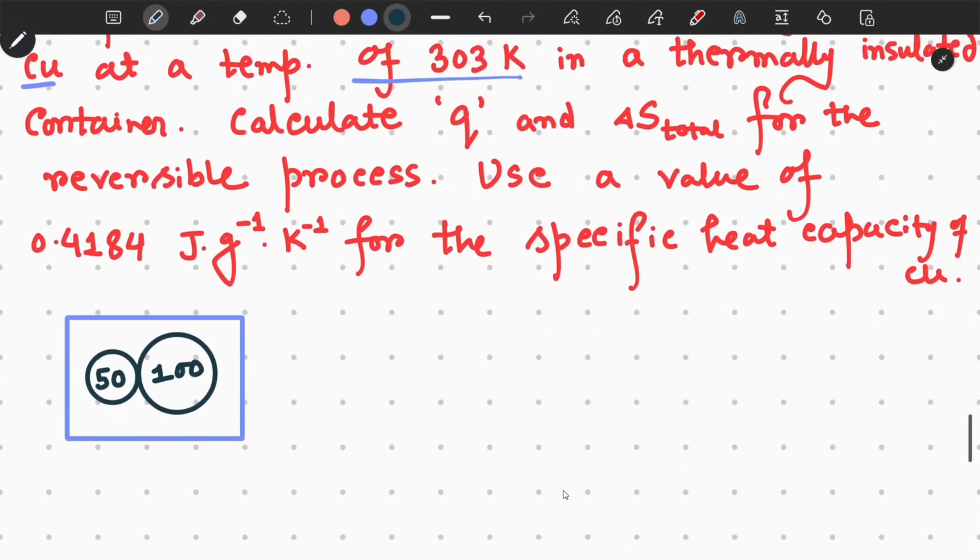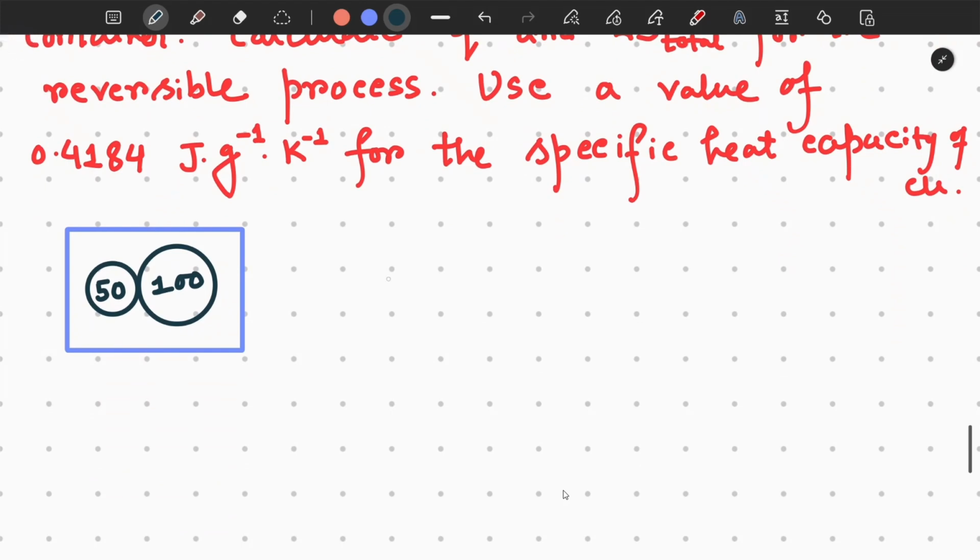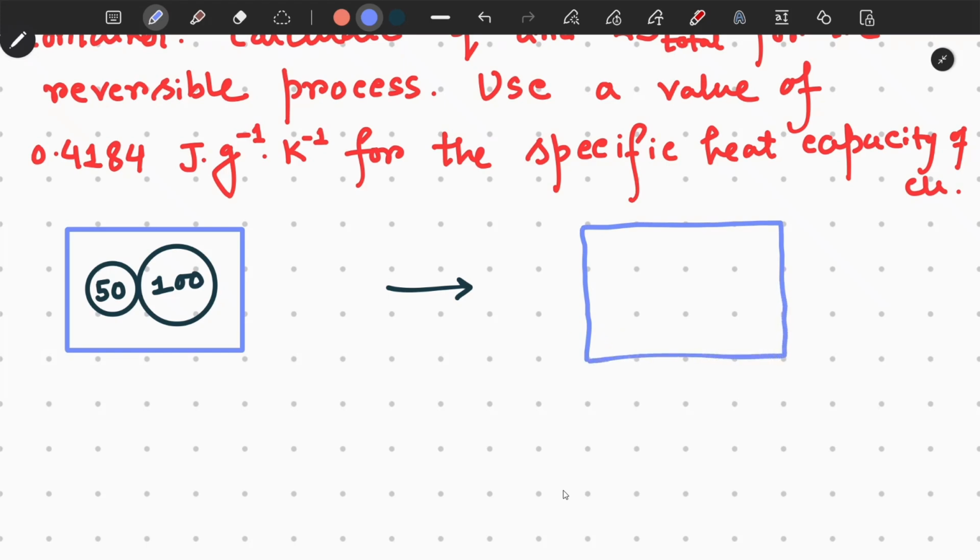After some time it will reach some equilibrium. This is easy because no phase transition will happen here. In the previous problem we discussed, the solid to liquid transition was happening, so that was quite non-trivial, but this is very straightforward. Here both are copper, solid stays solid. So let's say it goes to some temperature T.